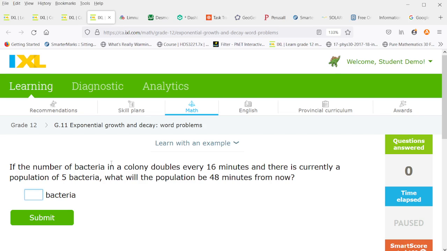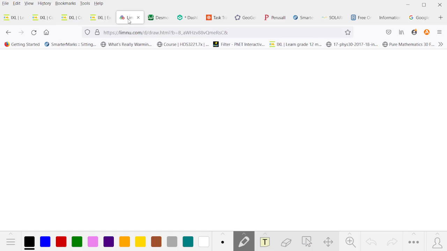If the number of bacteria in a colony doubles every 16 minutes and there is currently a population of 5 bacteria, what will the population be 48 minutes from now? So we know that there are currently 5 bacteria.